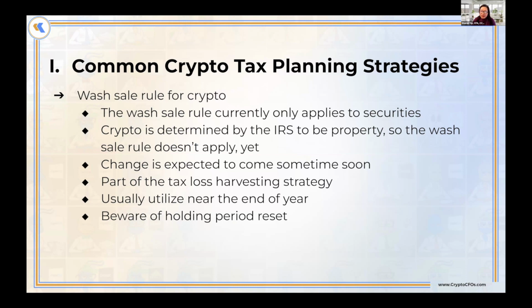One downside of utilizing the wash sale rule for crypto is you will end up resetting the holding period. If you sell an asset and buy it back later, that means your chance of getting long-term capital gain tax treatment when you dispose of the asset down the road is smaller, because now you have a shorter holding period.